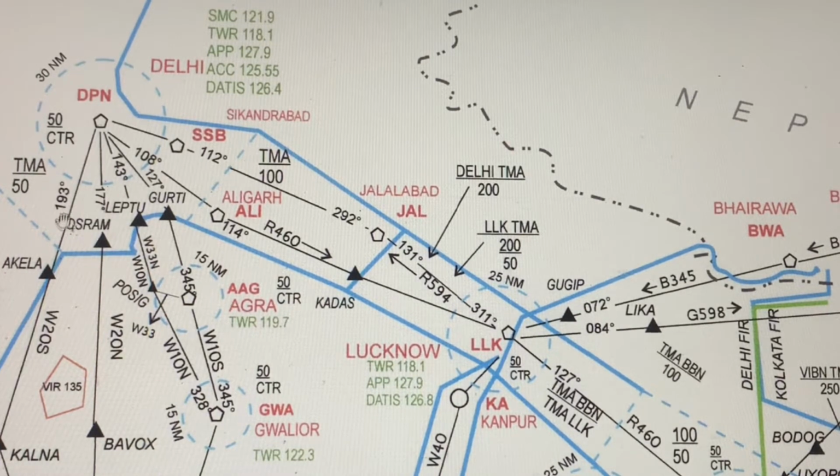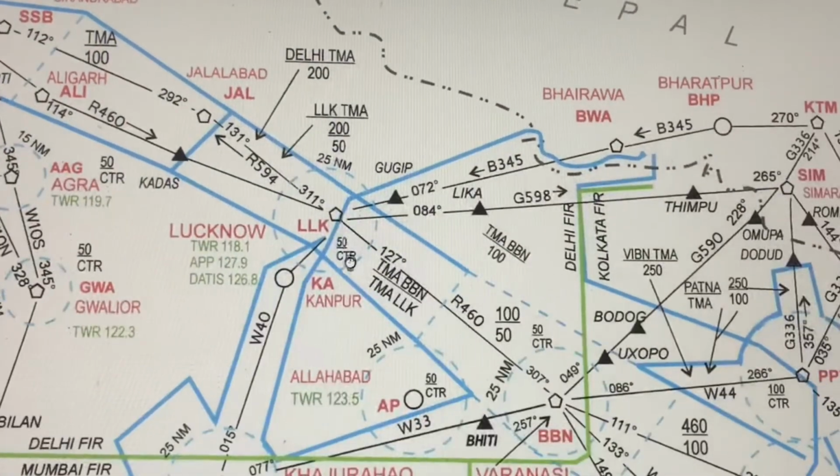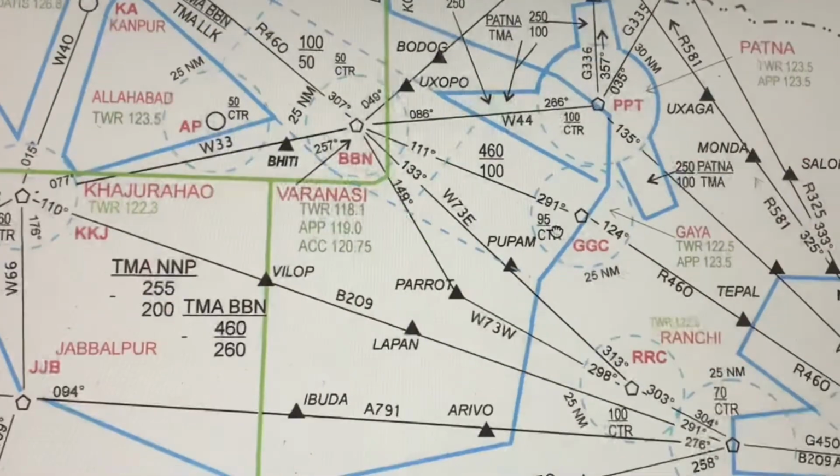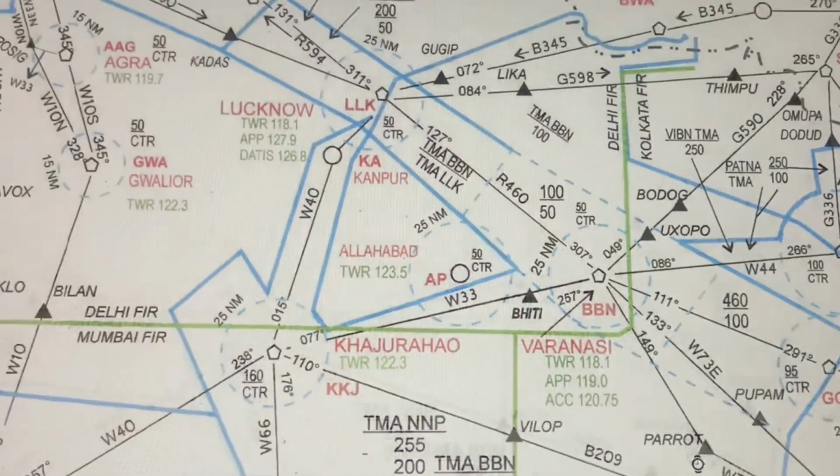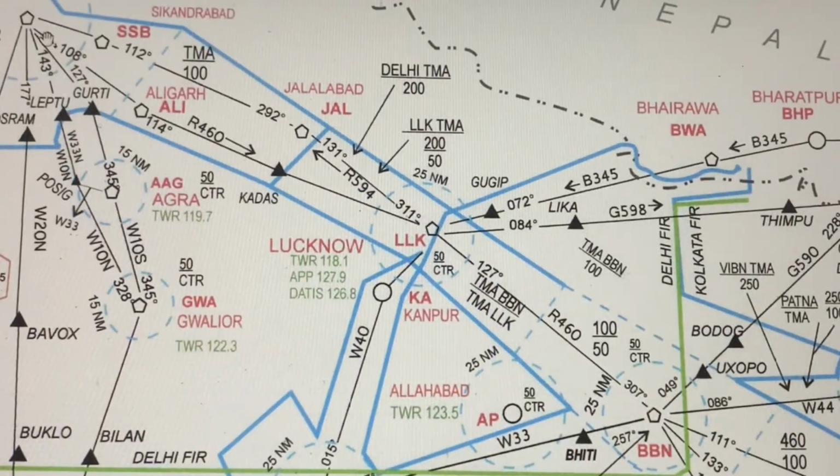So these black solid lines represent your ATS route. Like suppose you are going from Delhi to Kolkata. So here is Kolkata and here is Delhi. In that case, there is your route which you are going to follow, the ATS route. So this 112 is your track, like you can see 112 degrees.